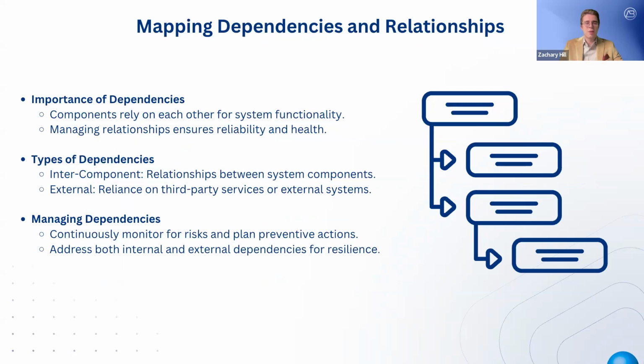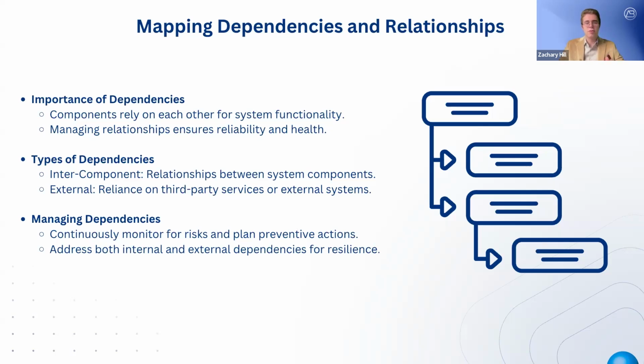Now, components do not operate in isolation. Understanding their dependencies is essential for maintaining system health and reliability. There are two primary types of dependencies to consider. Intercomponent dependencies involve relationships between components within the system. Mapping these helps anticipate issues and ensures that changes to one component don't negatively affect others.